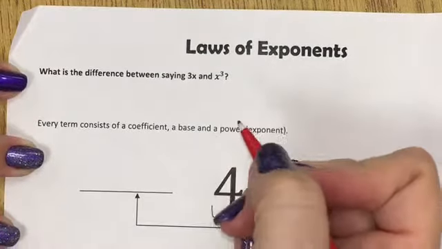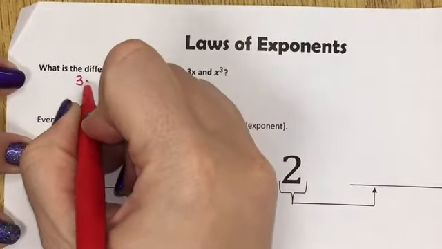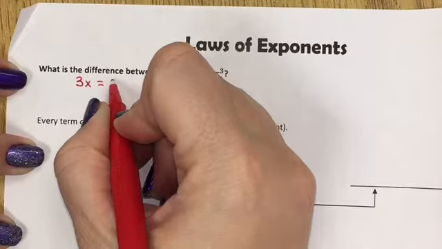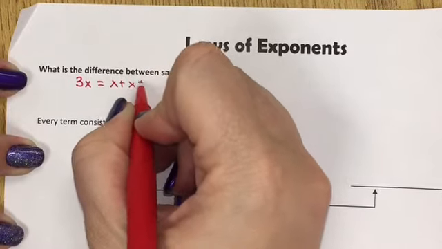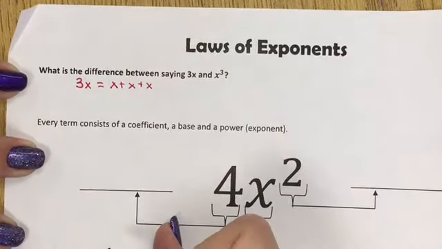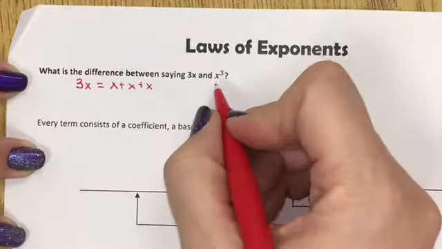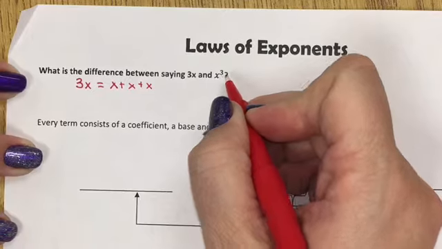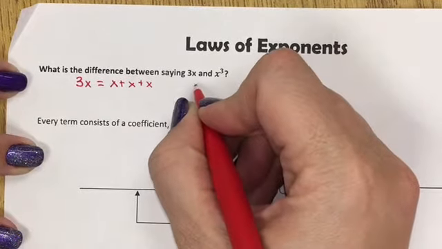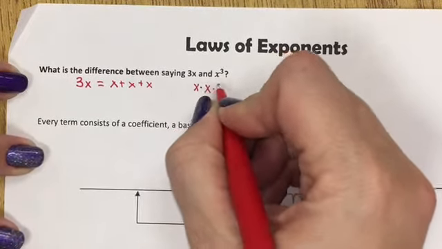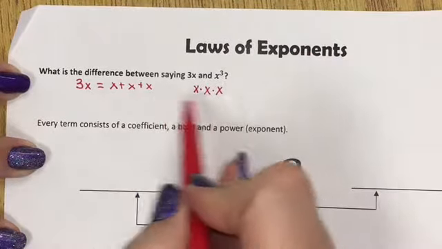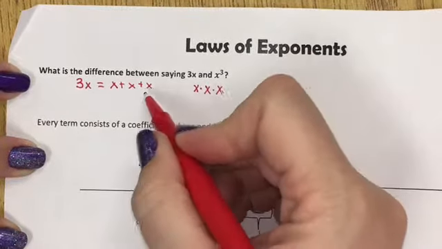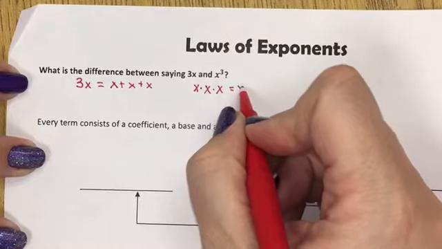All right, so hopefully you recognize that 3x is the same thing as saying there are 3 x's that are being added. So x plus x plus x, that's 3x. And x to the third, or please don't say x3, it's x cubed or x to the third, is the same thing as saying x times x times x. And these two are vastly different. These are not the same thing. One is addition and one is multiplication.